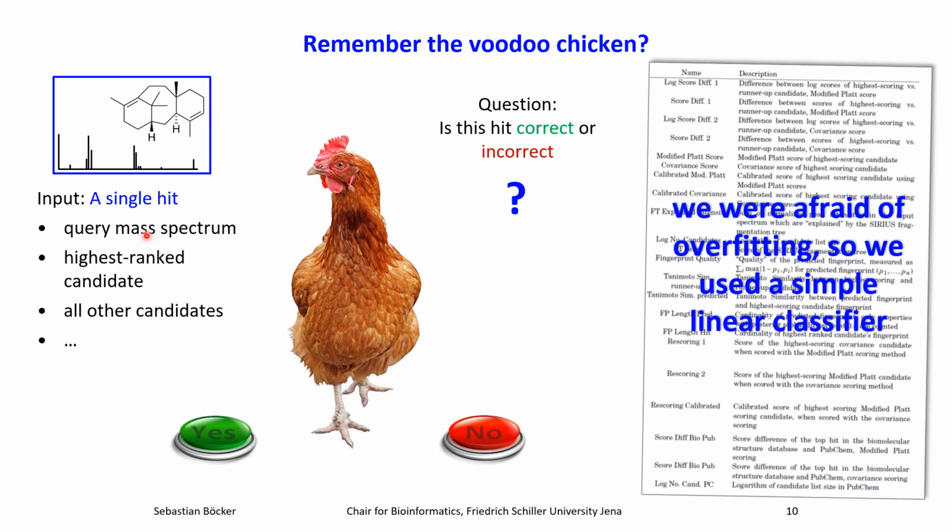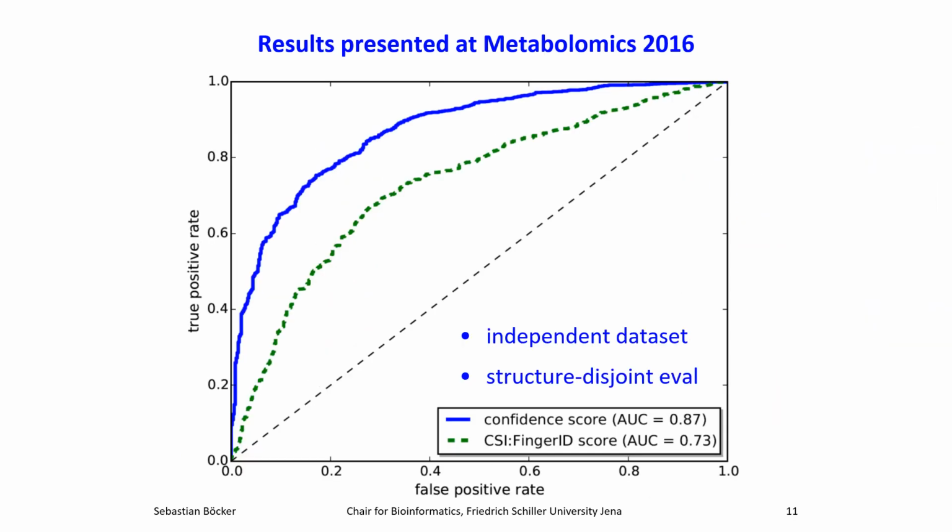And then you have information about this thing. So we have a long list of information. And then this chicken, or in fact machine learning, tries to decide if it's correct or not. And because we didn't want to get into the trouble with overfitting, we used a very simple linear classifier for that. And in fact, that worked almost perfectly, almost too perfectly.